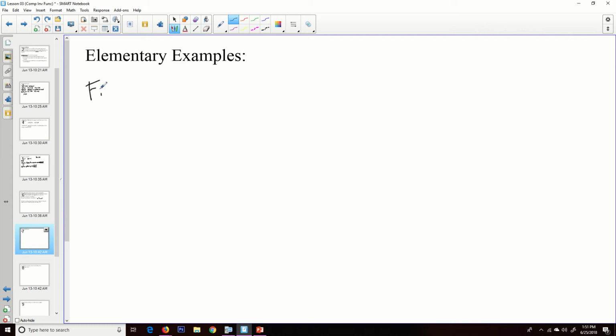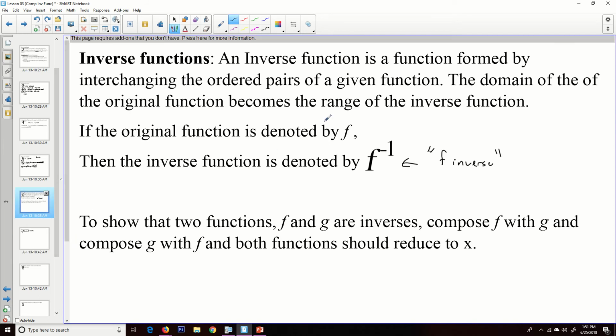First, find the inverse of, let's do a simple one, f of x equals 2x plus 3. All right, so we defined back here that an inverse function we find by interchanging the ordered pairs.